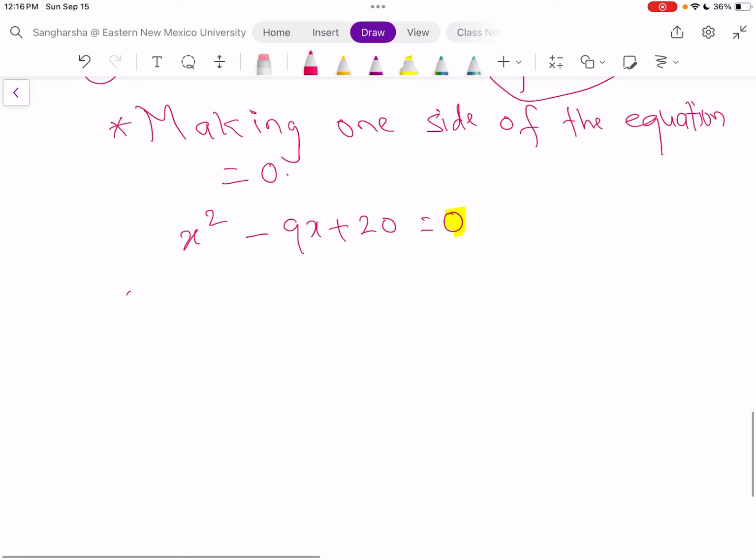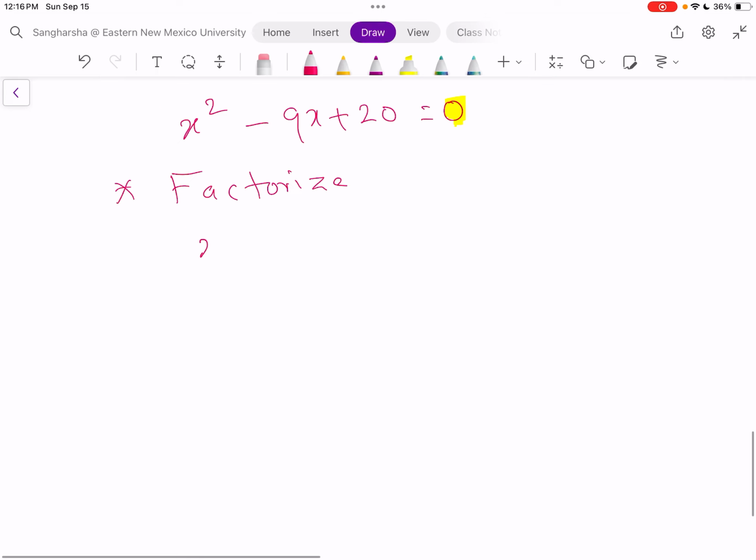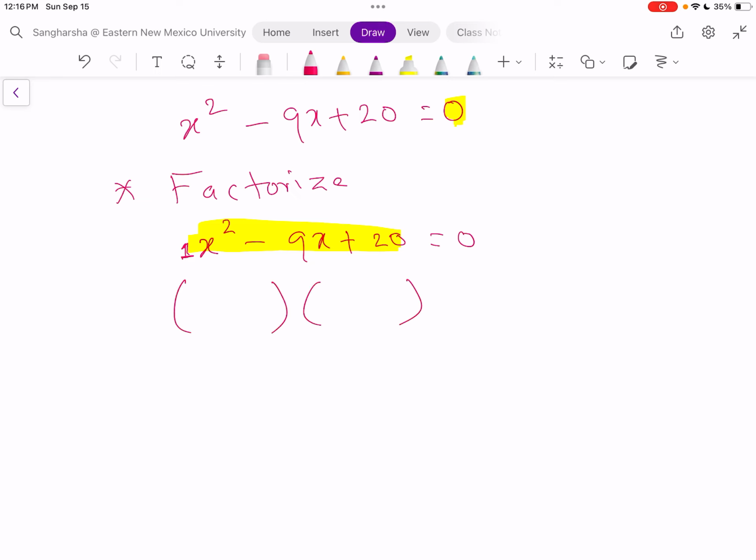Okay, next step is we factorize the other side. So we factorize our left side. Now let's see what it looks like. We have x squared minus 9x plus 20 equals 0. Okay, so this is the quadratic trinomial, and this square term has a positive 1 here. If you have a quadratic trinomial with the coefficient of the square term equal to 1, then we use FOIL method. So using FOIL method we will have two factors.